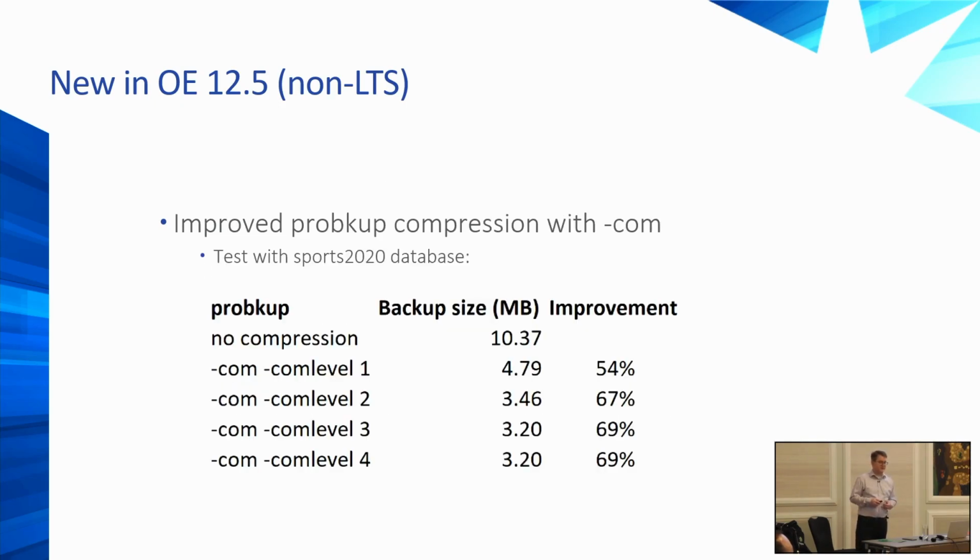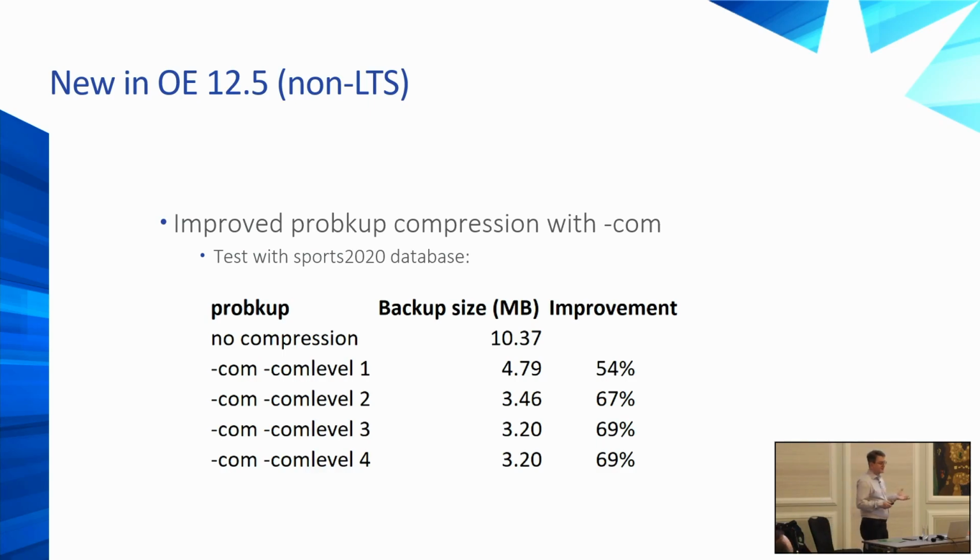So here's a sample of data from a Sports2020 database. You can see that with no compression at all, without -com, it's about a 10 meg backup. With the old -com, you're going to get about a 54% improvement. That probably jibes with your experience. You get about 2-to-1 compression, depending on your data. With the new algorithm, you get about 69%.